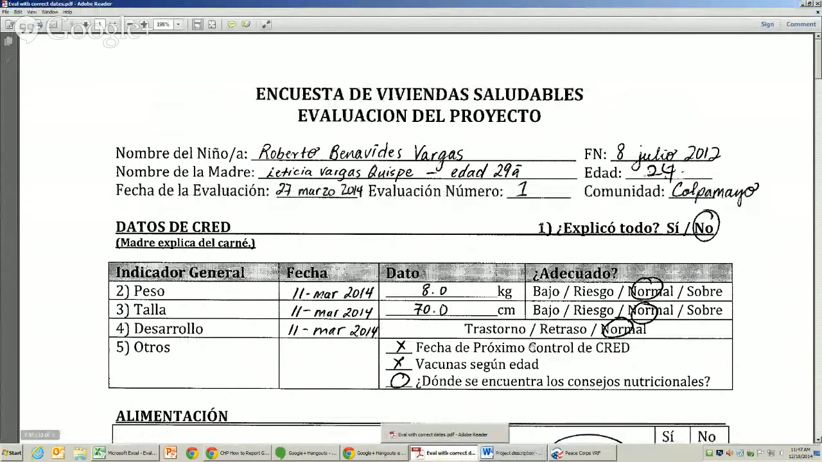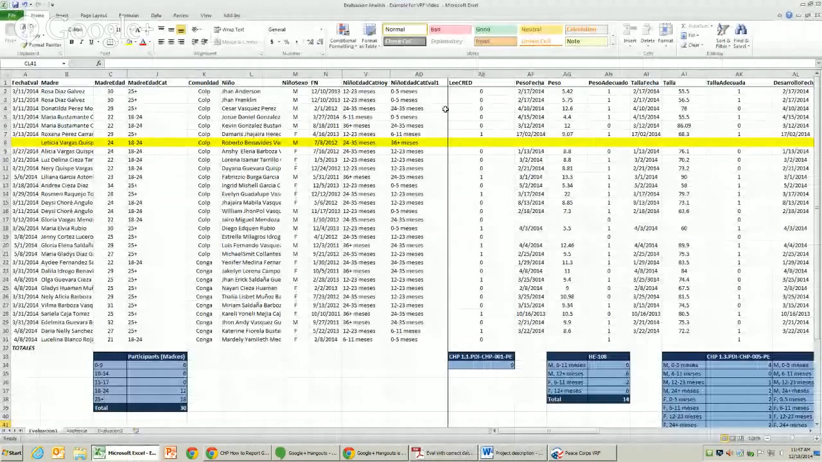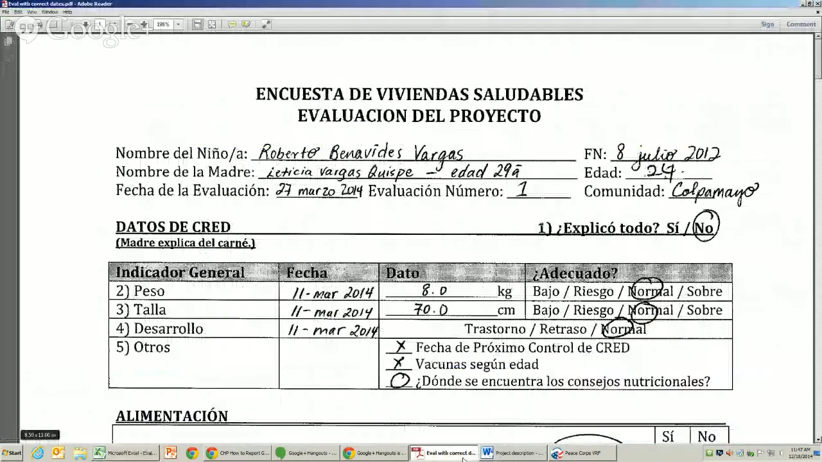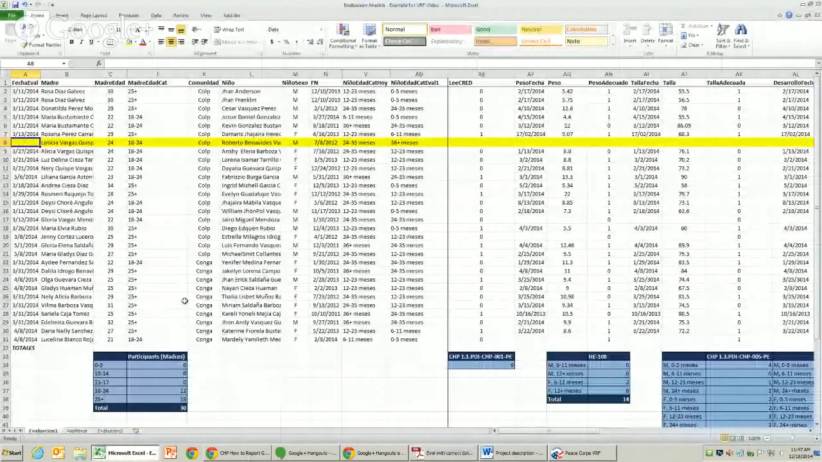And here we have the Goal 1 spreadsheet. So I've already got their basic information, names and birth dates and so forth, filled in here. And we're going to go through and fill in the rest of this really fast. So this is evaluación número 1, and it was done on March 27th, 2014. In here, we need to put it in the American format, so 3/27/2014.